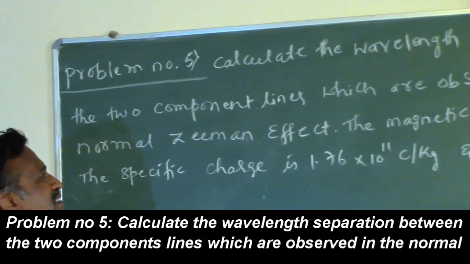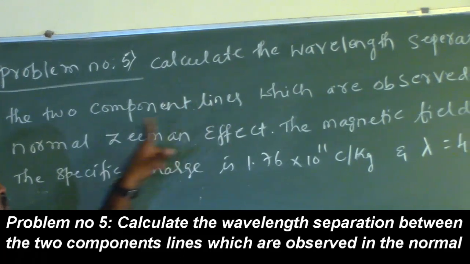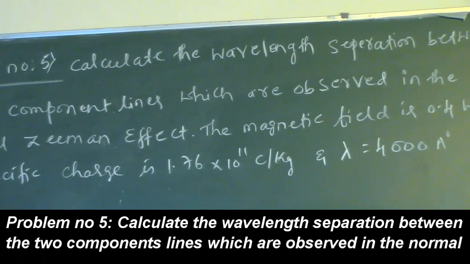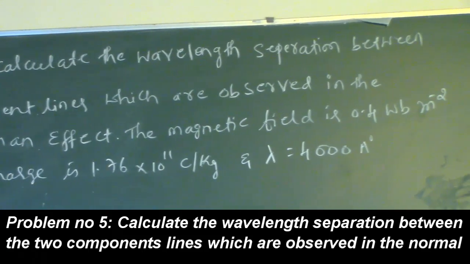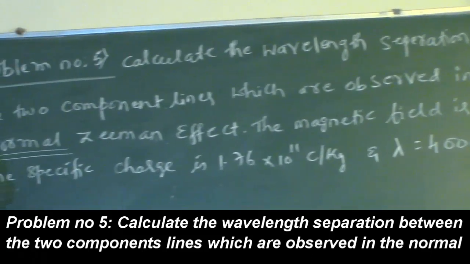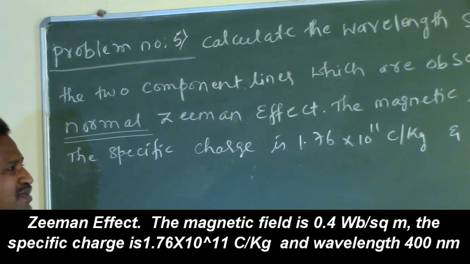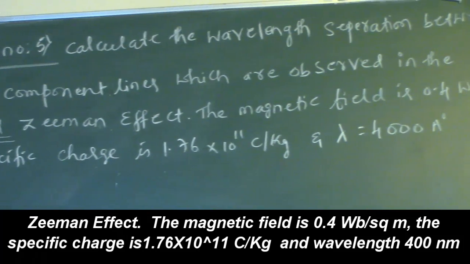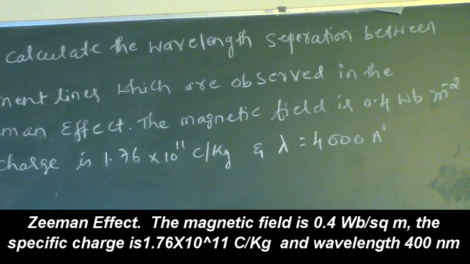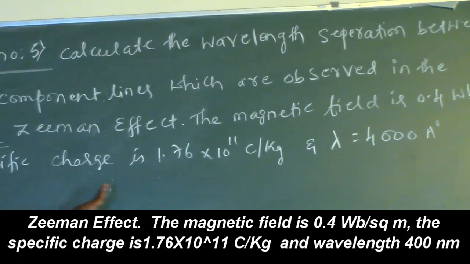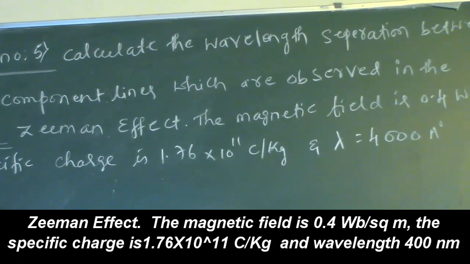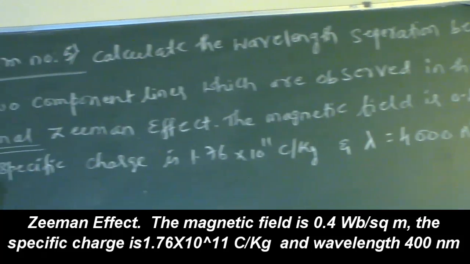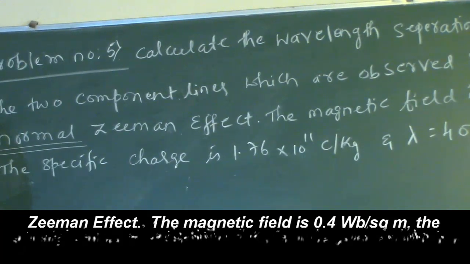So the given problem is: calculate the wavelength separation between the two component lines which are observed in the normal Zeeman effect. Remember this word, students, normal Zeeman effect. The magnetic field applied to this particular normal Zeeman effect is 0.4 Weber per meter square, or it is just taken as 0.4 Tesla, no problem. And the specific charge ratio is 1.76 into 10 to the power of 11 Coulomb per kg. And the wavelength of the spectral line, in the absence of the magnetic field, was 4000 Angstrom.